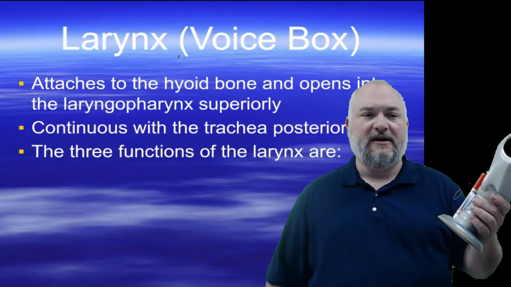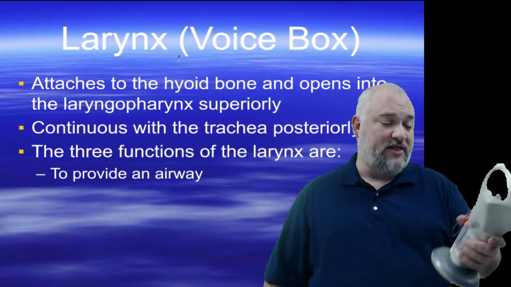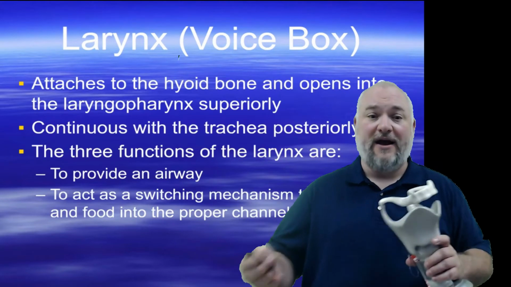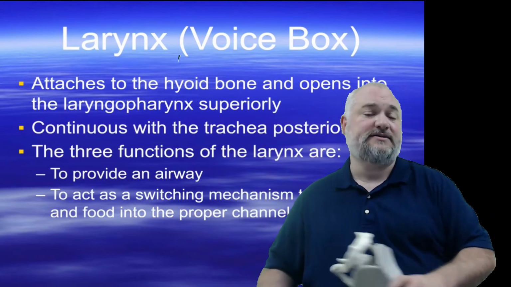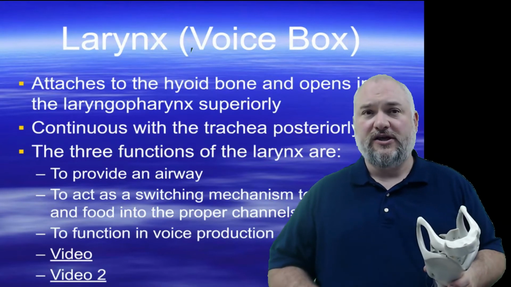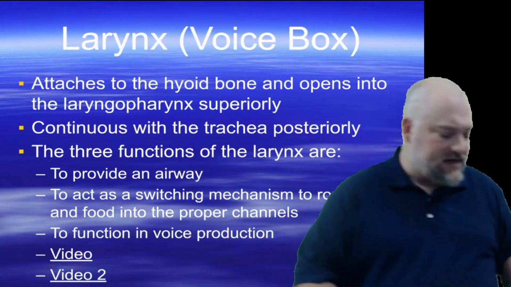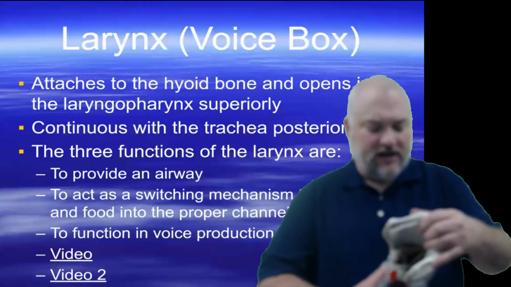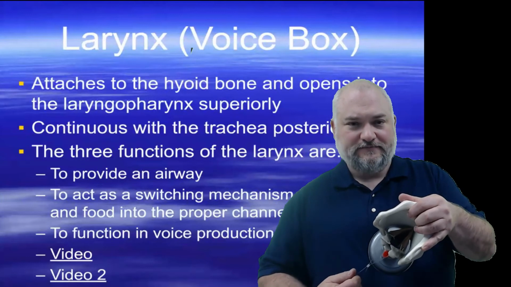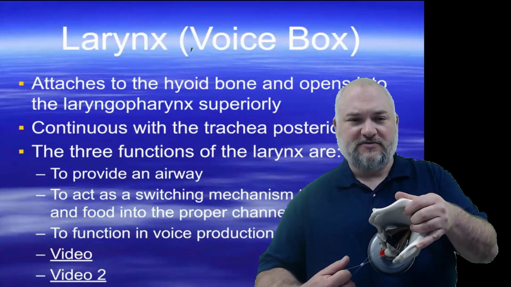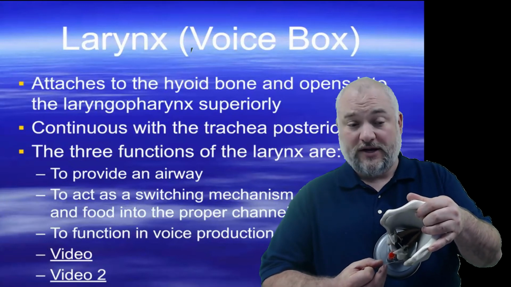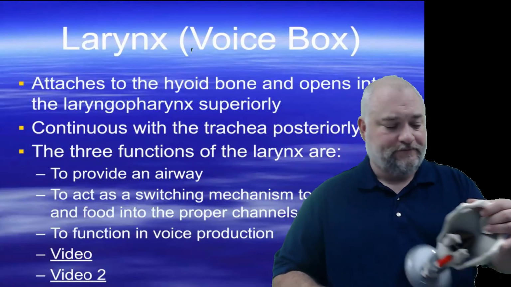The three functions of the larynx are to provide an airway, so it's a pathway for air to get into your lungs, to act as a switching mechanism to route air into your lungs and food into the esophagus, and to function in voice production. I've got a couple of videos here I'll show you where you can actually see the vocal cords in the larynx when people are singing and talking. We can see them here in this model, and we can stretch them tighter with muscles. When they stretch them tighter, you'll get a higher pitch, and when they get looser, they'll produce a lower pitch. So we'll watch these videos real quick.